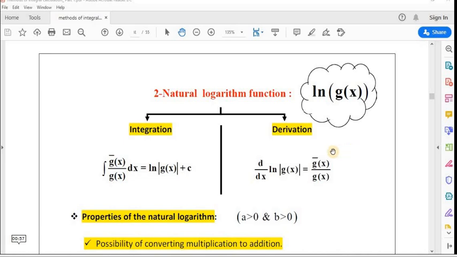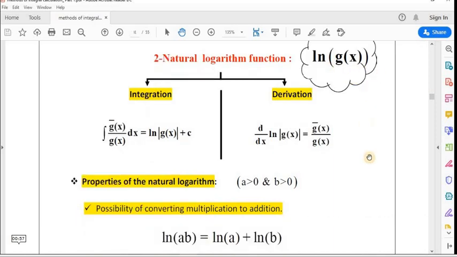So for today's lecture, we have the natural logarithm function, ln g(x). In this one, we can see the integration and here the derivation. The integration will be the integral of g' divided by g, which is ln g(x) plus the constant number c. The derivation is the derivative divided by the original function, and for the derivation of ln g(x), it will be g' divided by g(x).